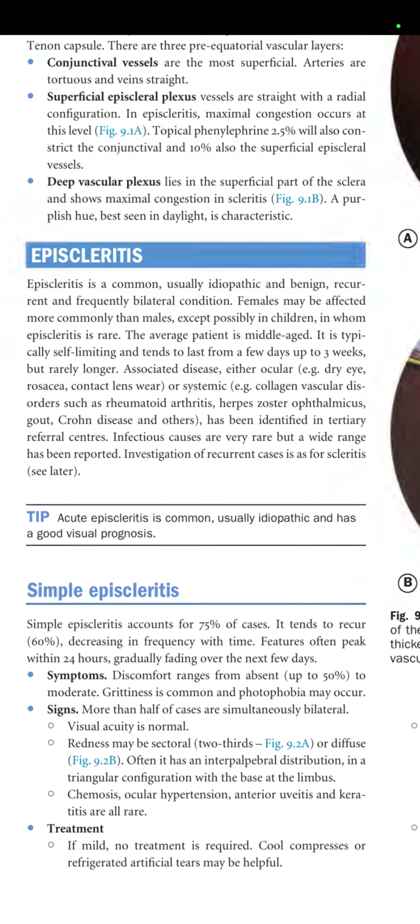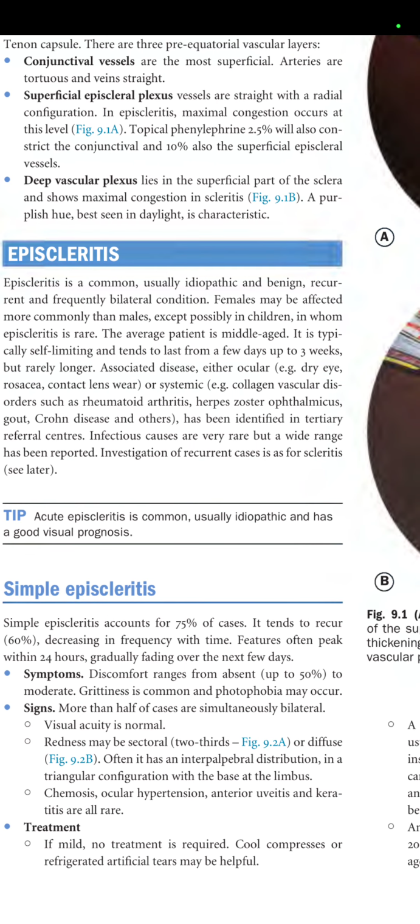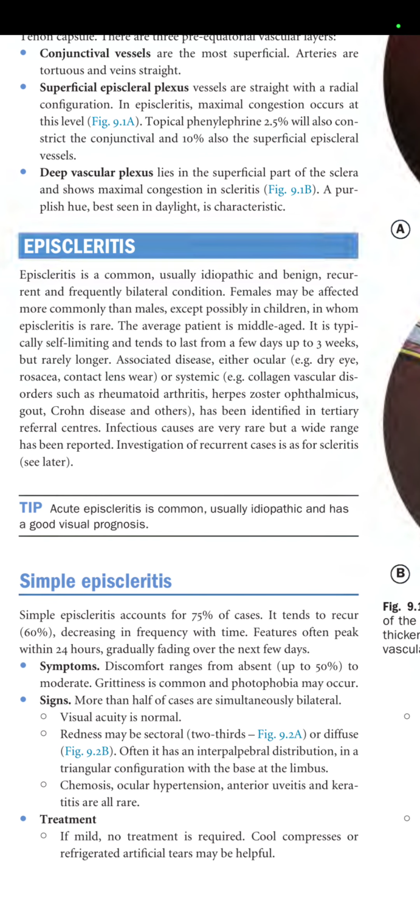Simple episcleritis accounts for 75% of the cases. It tends to recur in 60%, decreasing in frequency with time. Features often peak within 24 hours, gradually fading over the next few days. Symptoms: discomfort ranges from absent in up to 50% to moderate. Grittiness is common and photophobia may occur.